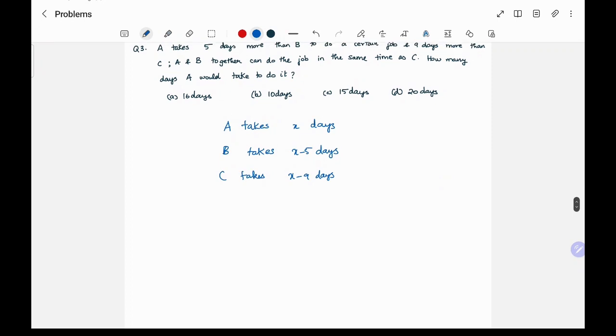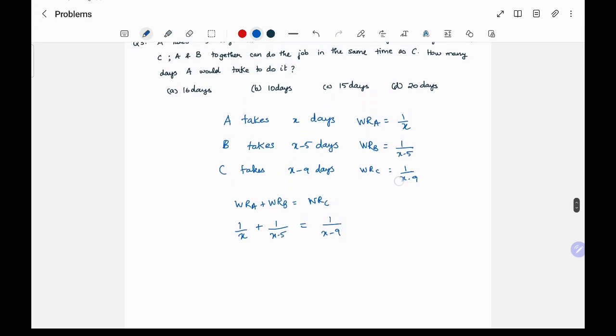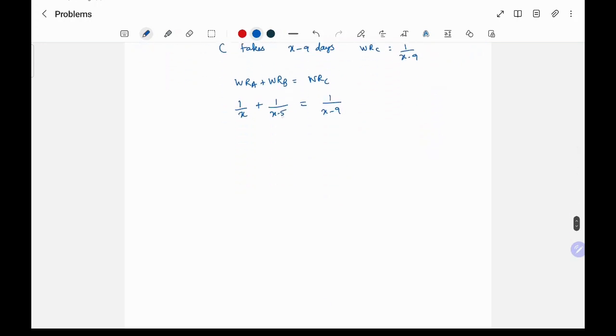And A and B together can do a job in the same time as C. So work rate of A is 1 by x, work rate of B is 1 by x minus 5, work rate of C is 1 by x minus 9. They are saying work rate of A plus work rate of B is equal to work rate of C. So 1 by x plus 1 by x minus 5 is equal to 1 by x minus 9. And they are asking how many days A would take to do it, so that is equivalent to finding x.